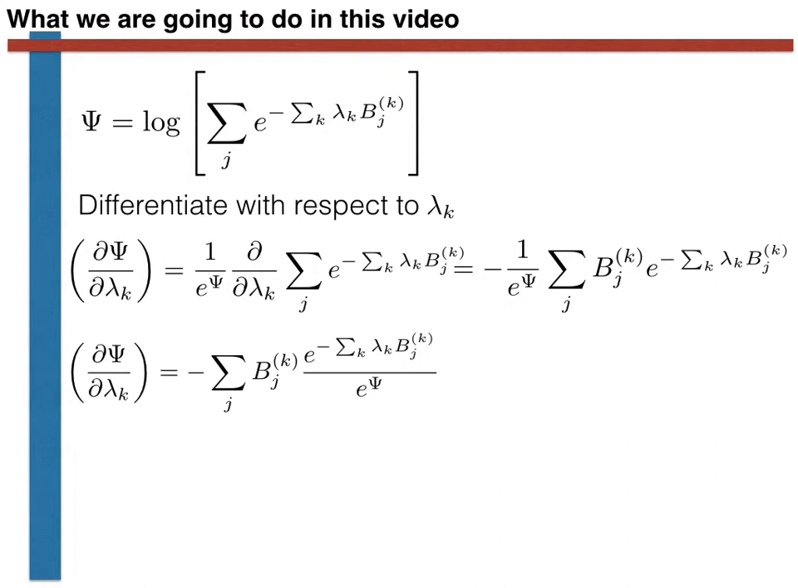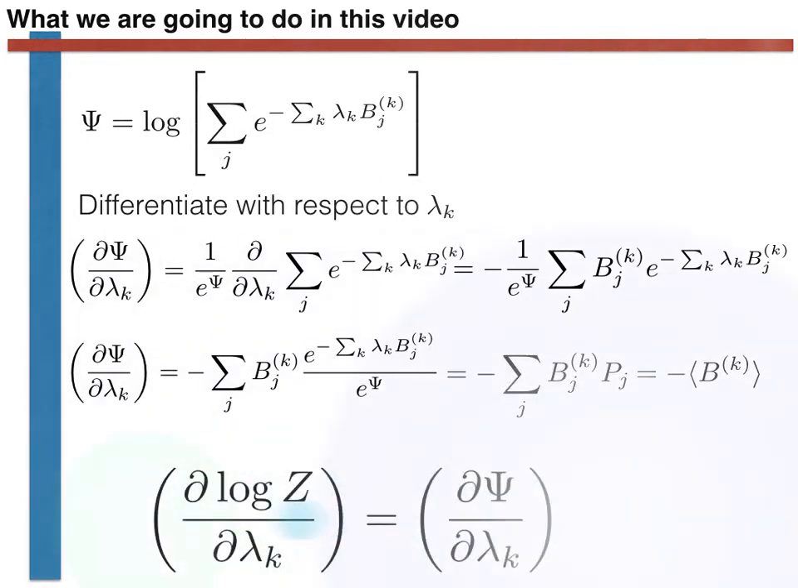And notice that the quotient shown inside the summation here is just the probability of being in microstate J. We thus arrive at the following summation, which we recognize as just minus the average value of the extensive variable b superscript k. In short, we thus arrive at the following result.